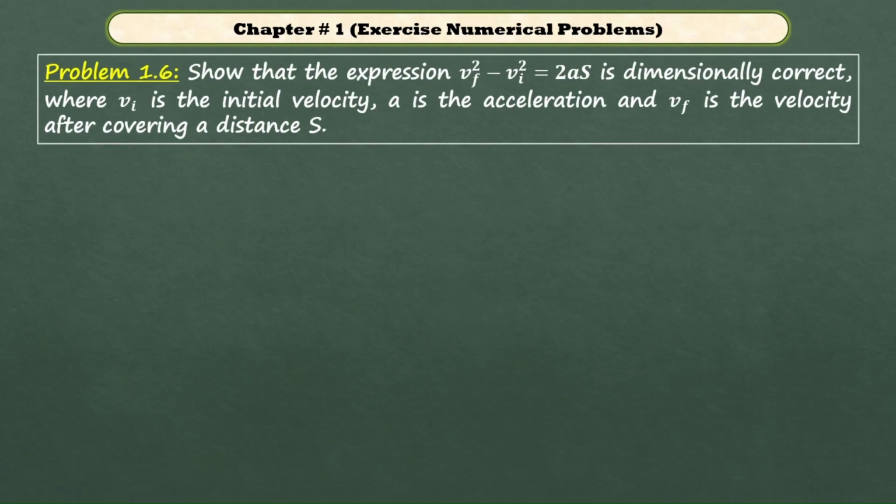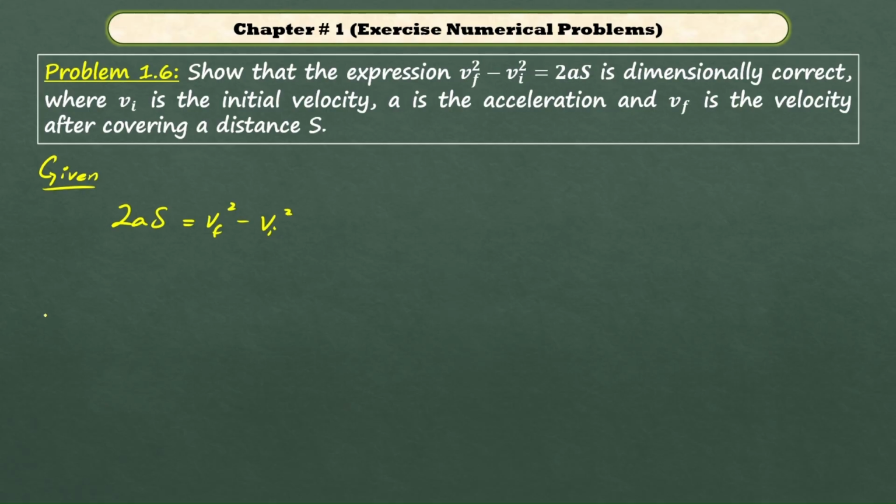Numerical number 1.6, show that the expression Vf square minus Vi square is equal to 2as is dimensionally correct, where Vi is the initial velocity, a is the acceleration, Vf is the velocity after covering a distance s. हम लोगों ने ये जो थर्ड इक्वेशन ऑफ मोशन गिवन है, Vf square minus Vi square is equal to 2as, इसे dimensionally चेक करके बताना कि वो ठीक है.